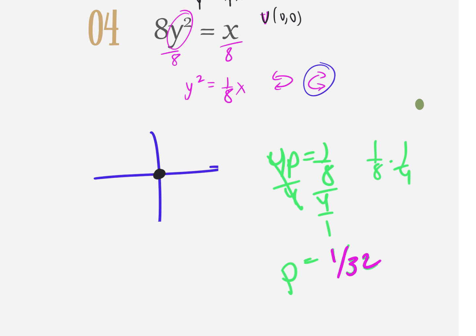So I know that my focus is to the right. So my focus, we're just going to put it here. And what's that point? 1/32, comma 0. And then where is my directrix, that line? It's to the left, correct? And it's at x equals or y equals? X equals -1/32. And then which way again is my parabola open? To the right. It's opening towards the focus, away from the directrix.